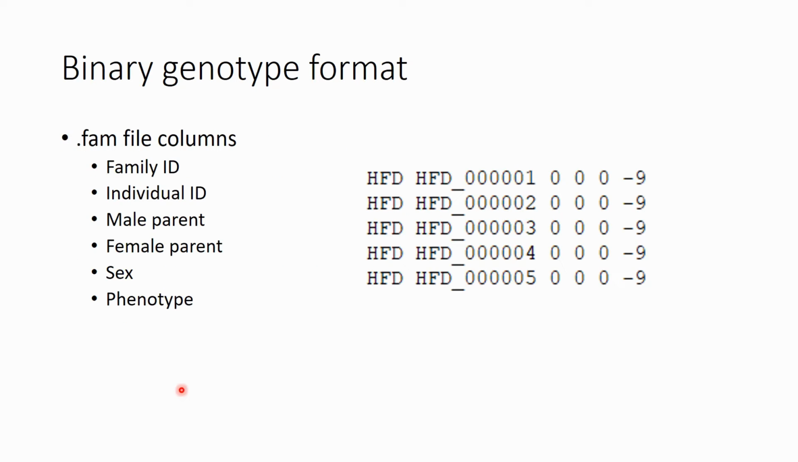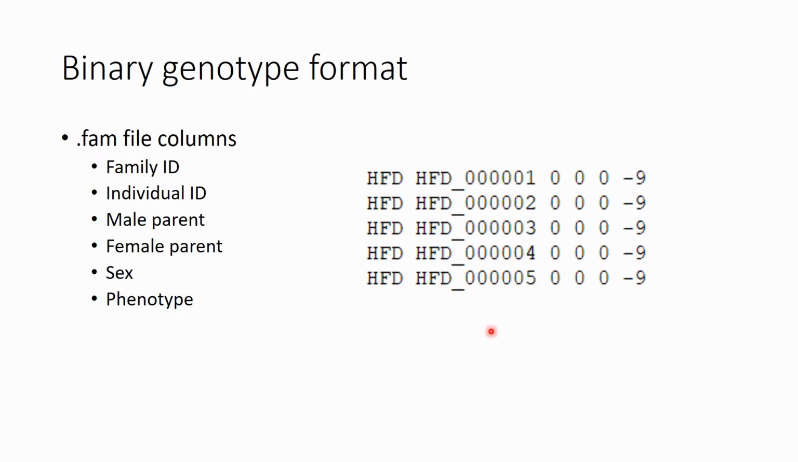The FAM file is basically a small text file that contains information about all the individuals. It has several columns: the first column is the family ID, then the individual ID, then the ID of the male parent, the female parent, the sex of the individual, and the phenotype. There could be occasions when these are known and properly filled in here. But in my particular example this was just not known, so I put them as unknown with a 0, or a -9 in the case of the phenotype.